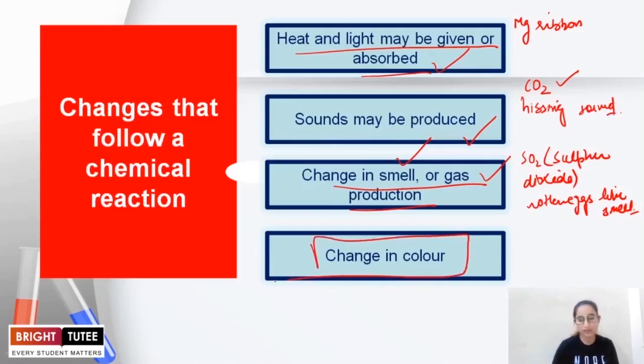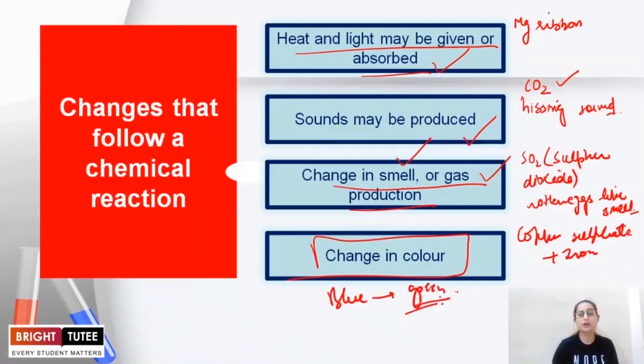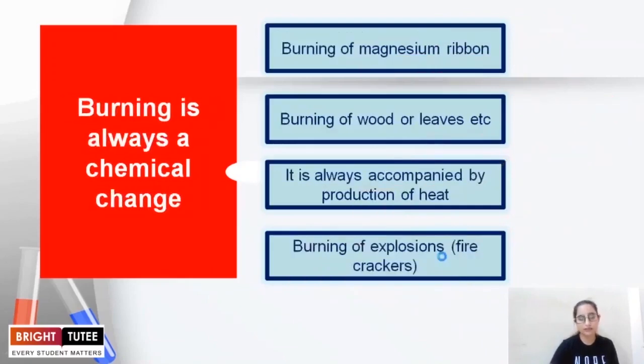And also change in color. As you saw in the example of copper sulfate and iron, the solution turned from blue to green, right? This was because of the chemical change, and you saw a color change. So these are some changes followed by chemical reactions.